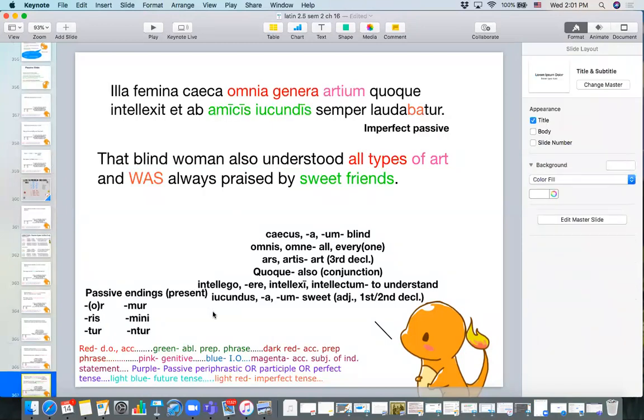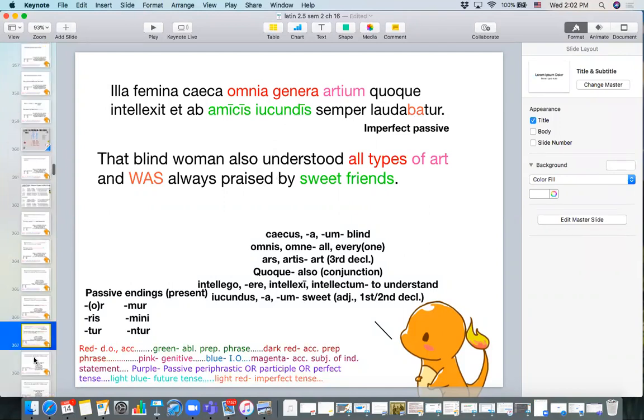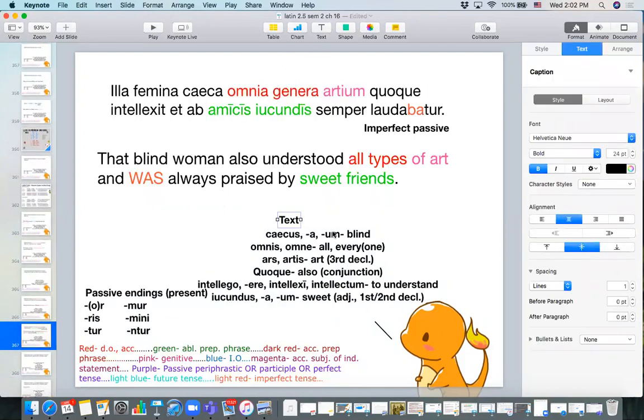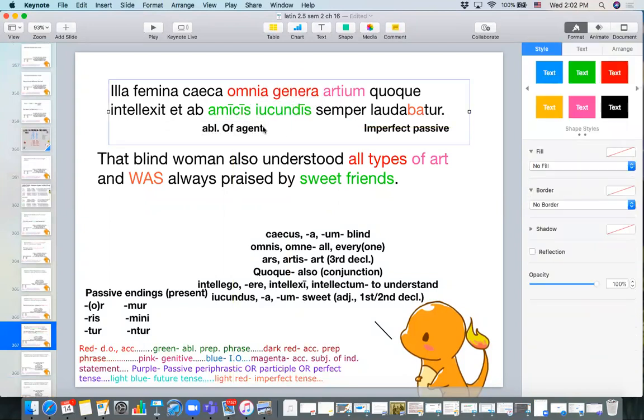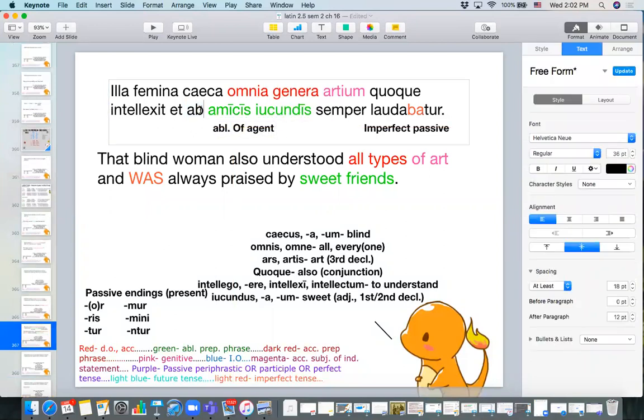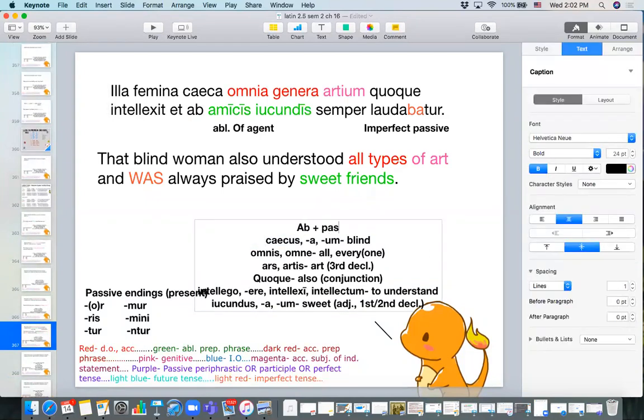For present passive, you have to use am, is, or are, depending. But for imperfect, it's was or were verbed. So was always praised ob amicis iucundis, by a sweet friend. Do I say it here? No. So, like I said, often with these passive sentences, you will have an ablative of either means or agent, and you translate it with by. Like ab has been from for us previously, but ab plus a passive verb equals by.